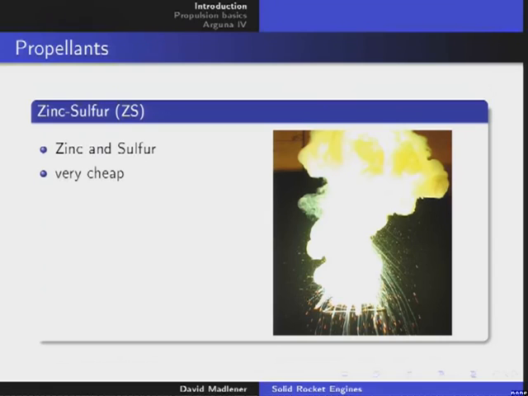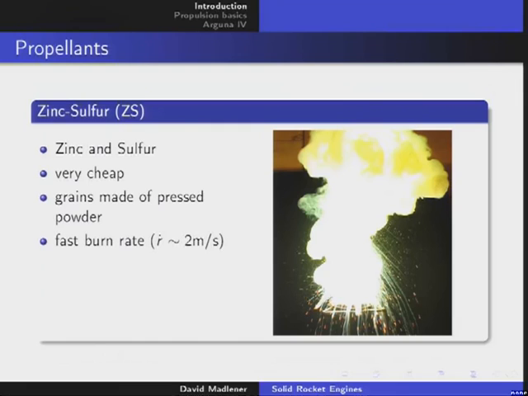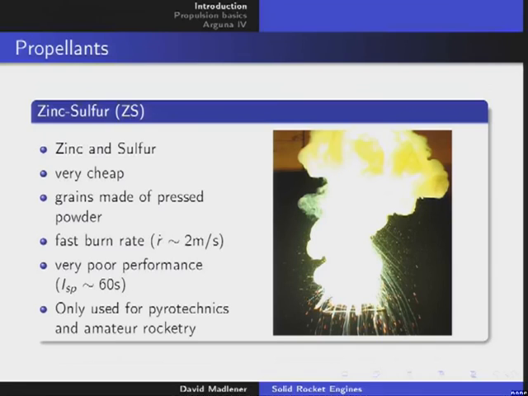So just zinc and sulfur, again, very cheap. Grains, like with black powder, made of pressed powder, a little bit more stable. It has a very fast burn rate, so you can achieve burn rates up to 2 meters per second, so a normal grain of this size is just gone in some milliseconds. It's very fast. It has very poor performance, worse than black powder, about 60 seconds, but it has very impressive smoke. So it's only used for pyrotechnics and amateur rocketry.